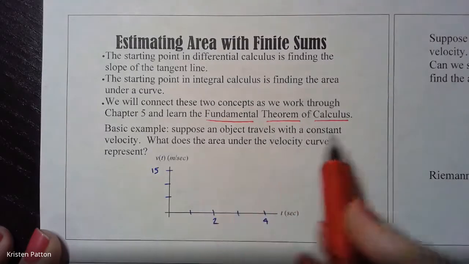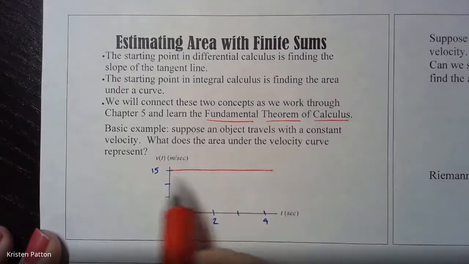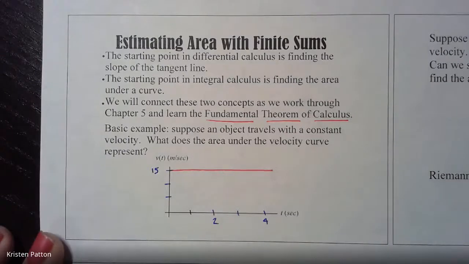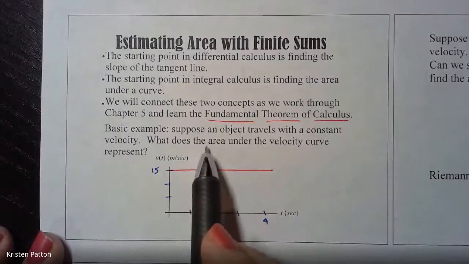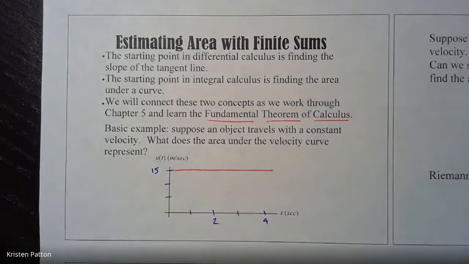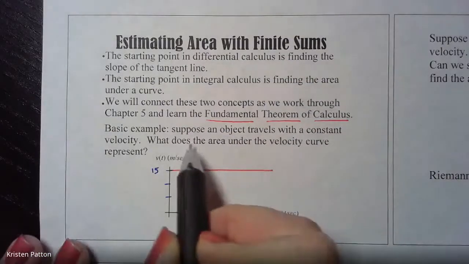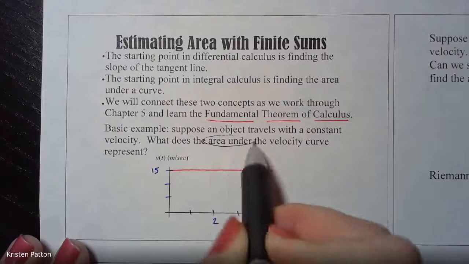If an object travels with a constant velocity, that means the velocity is the same the whole time. My question here is, what does the area under the velocity curve represent? So two things. I want to answer that question, but I also want to review the phrase area under the curve.